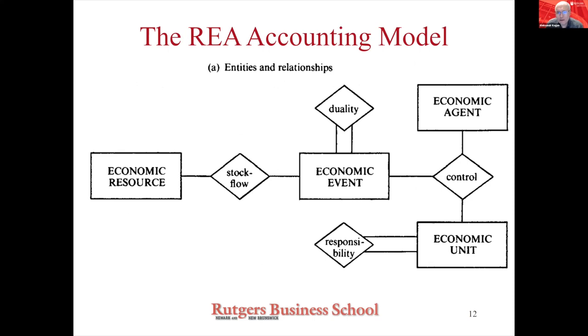So this is the classical REA pattern, or REA accounting model, as it was called at that time. So you see the entities of resources, events, and agents and their units. Now, I'd like to draw your attention to the layout of this diagram. And this layout is not coincidental. It is intentional.